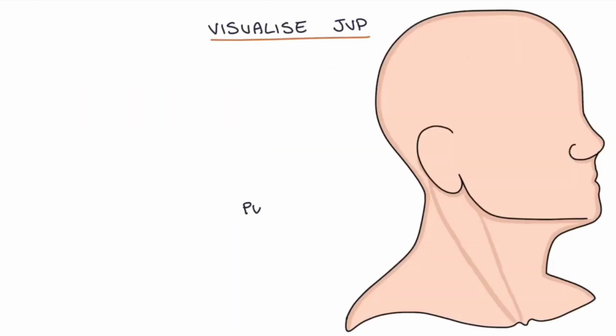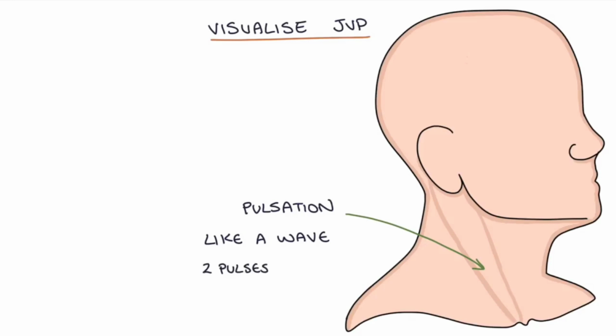And what you'll see is a pulsation, a bit like a wave in the neck, with two pulses for each contraction of the heart. So if you feel the patient's pulse and watch their neck, for each beat that you feel with your fingers, you'll see two pulses in the JVP. And really it's more of a flutter underneath the sternocleidomastoid muscle rather than directly being able to visualize the vein.